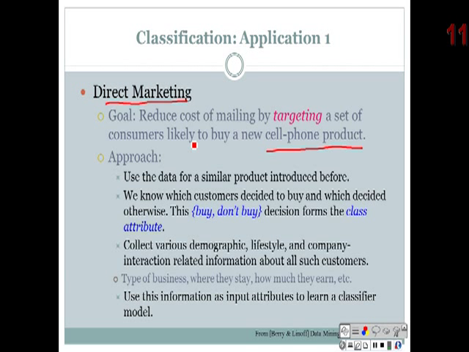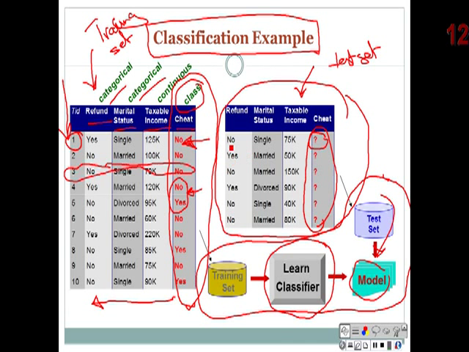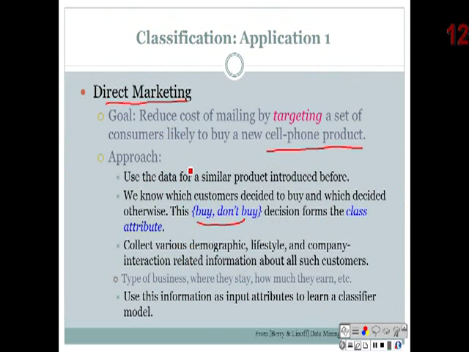So what they did, they used similar product data that they had before, like we saw in the previous example, and they looked at these customers and classified them into two classes, either buy or don't buy. So instead of yes or no like in the previous example, here we have buy or don't buy. So this is our class attribute.